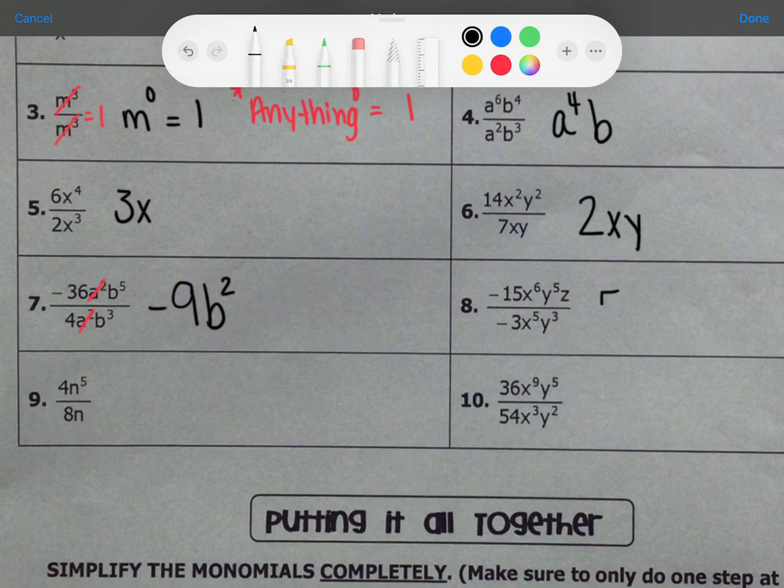Perfect. Number 8, hopefully you divided correctly. 2 negatives equal a positive, so that's +5. Subtract your x's, gave you 1. Subtract your y's, gave you a squared. Z's, I only had 1 on top, didn't have anything to subtract by, so I just keep my z. Did you get it right? Did I go too fast?